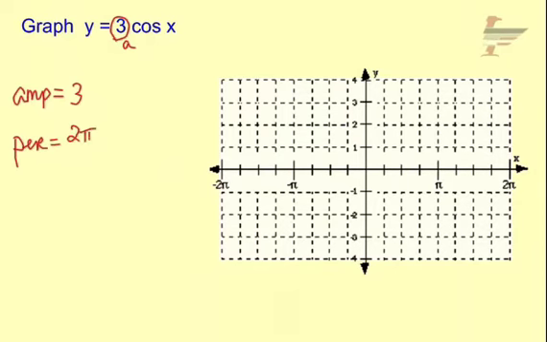Period is found by doing 2 pi over b. And our b value is whatever number is in front of the x. If there's no number there, then it's a 1. So we'll do 2 pi over 1, or just 2 pi.